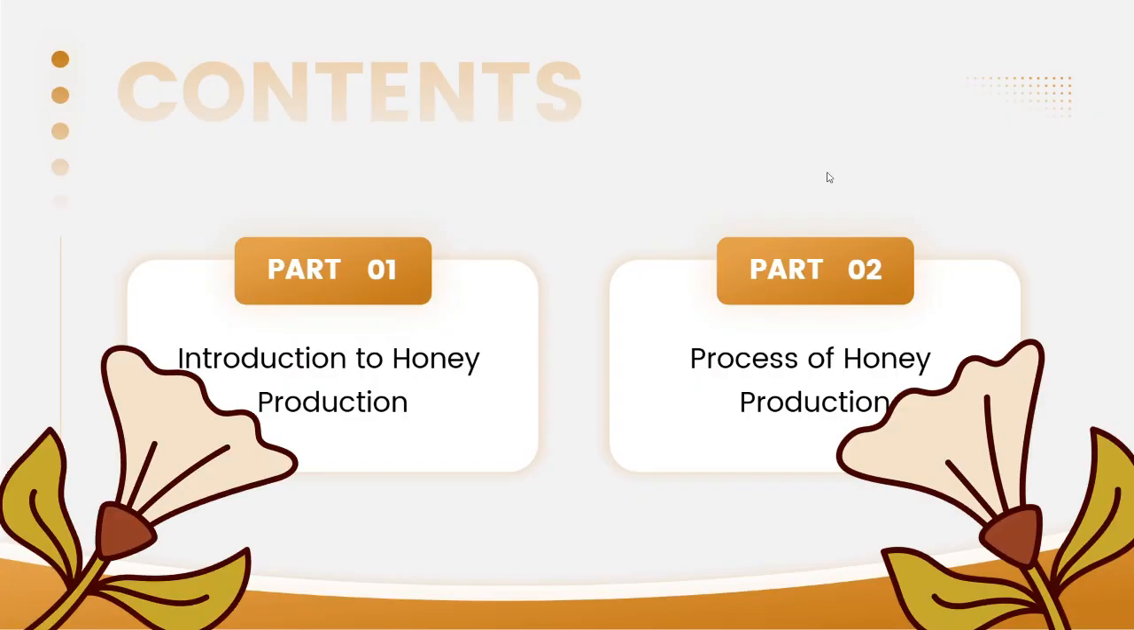Before we look at the details, let's see the outline of my presentation. I divide this presentation into two parts. Part 1 is the introduction to honey production. Here we will talk about why honey is important and the role of bees. Then, part 2 is the process of honey production, where we will see the step-by-step process of how honey is made.